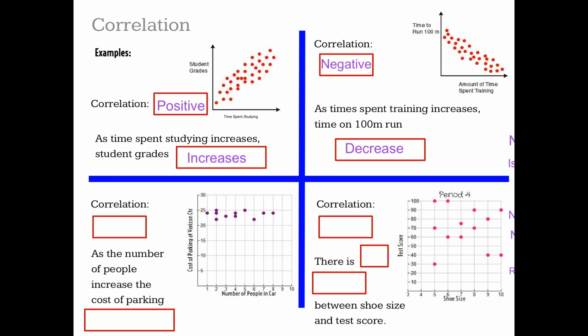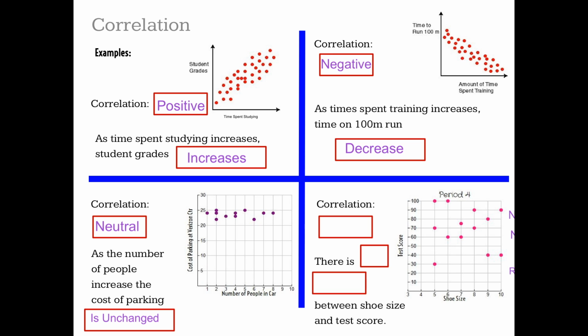So now let's take a look at the bottom left. This correlation is what we call correlation neutral. As the number of people increases, the cost of parking is unchanged. So in this particular situation, no matter how many people are parking, the cost of parking is relatively the same, which makes sense. If you go to a parking garage, they charge you for the same number of cars despite the number of people that ride in the car.